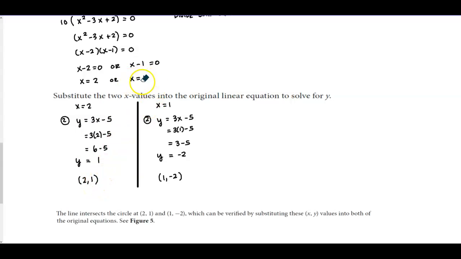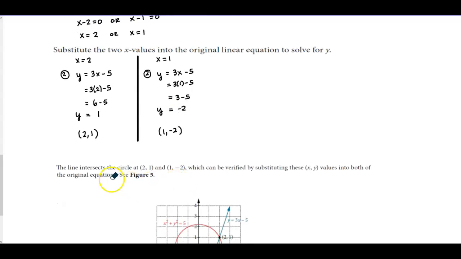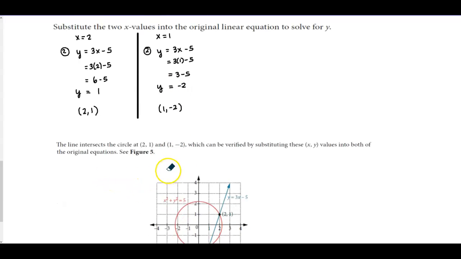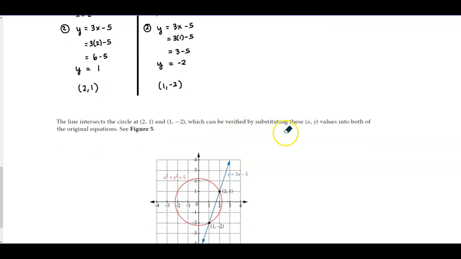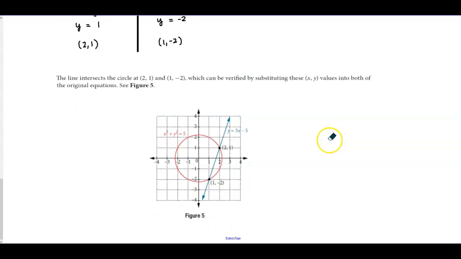Then we take our other value for x, which is 1, and again plug it into equation 2, which is the linear equation. So y equals 3 times 1 minus 5. 3 minus 5 gives you negative 2. So the x-coordinate is 1, and the y-coordinate is negative 2. So the line is going to intersect the circle at (2, 1) and (1, negative 2), which can be verified by substituting these point values into both of the original equations.